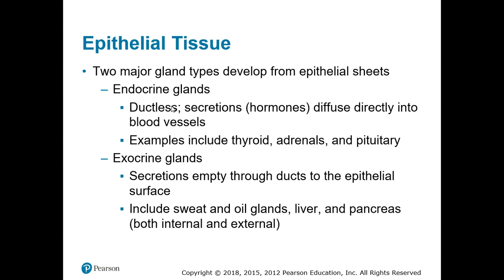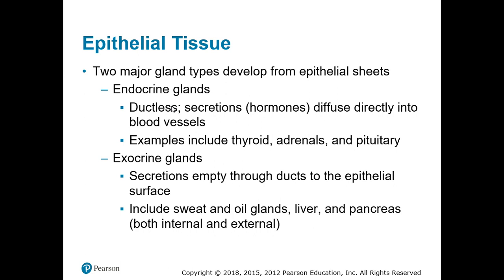There are two major gland types: endocrine glands and exocrine glands, and I'm going to ask you this on your test. Endocrine glands are ductless. What does ductless mean? Well, it means that these secretions are going to be diffused directly into blood vessels. For example, things like the thyroid, your adrenal glands, and your pituitary gland release hormones straight into blood vessels or straight to where they need to be released.